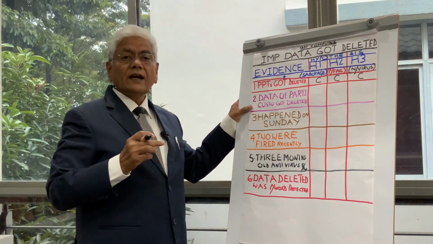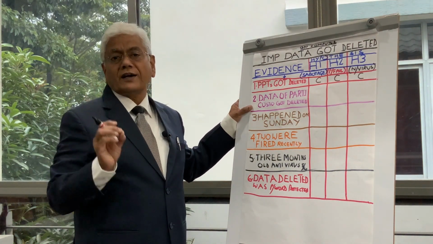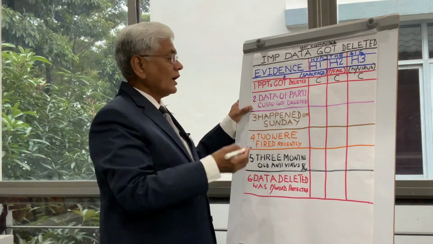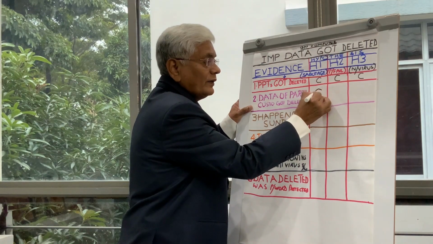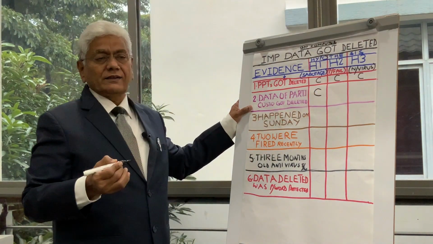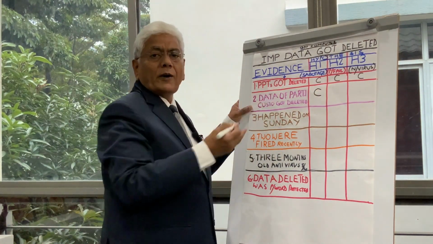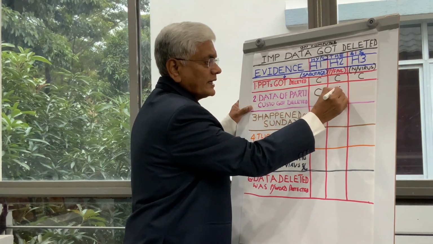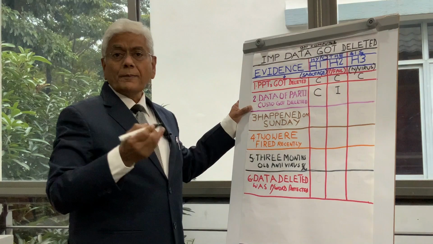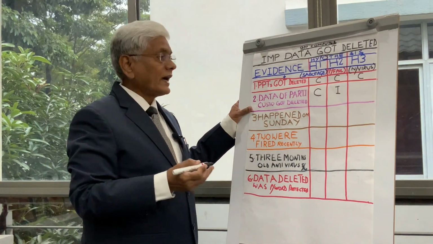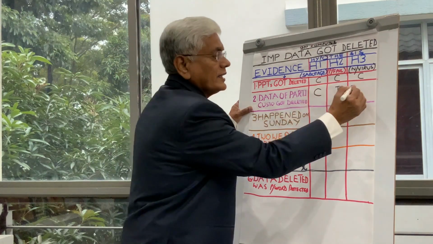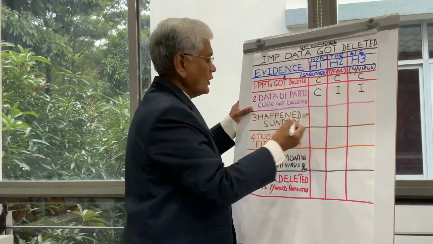Second evidence, data of only a particular customer got deleted. That means hypothesis 1, employee sabotage, could delete only a particular customer's data. But not the second type: power failure means not a particular customer, all customers. So it is inconsistent. Third hypothesis, virus attack will naturally attack all customers. So it is inconsistent.